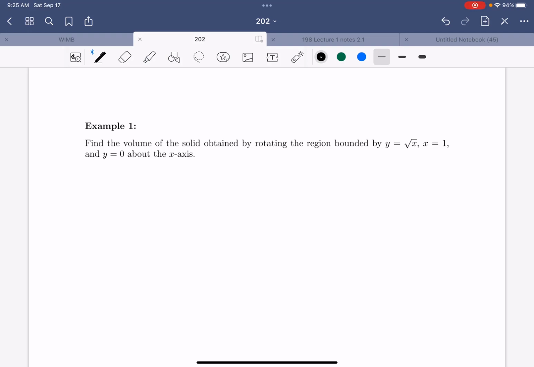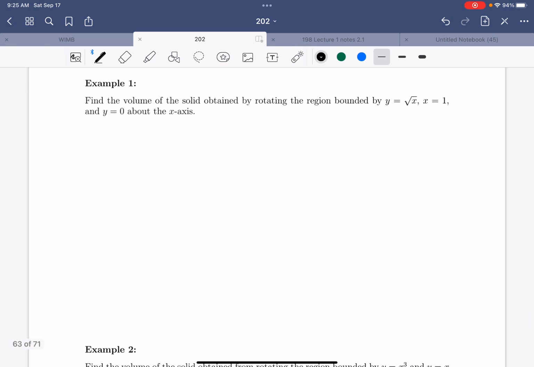Welcome back to our lecture for lecture 7, and we're going to tackle some of the example problems here in the lecture for section 6.2. So remember that we are creating volumes of revolution, solids of revolution, and finding their volume by rotating a region around an axis.